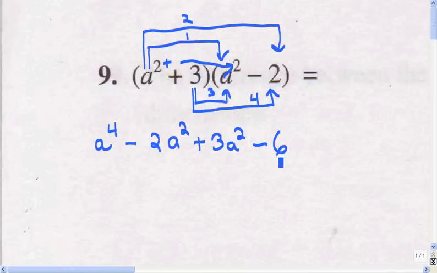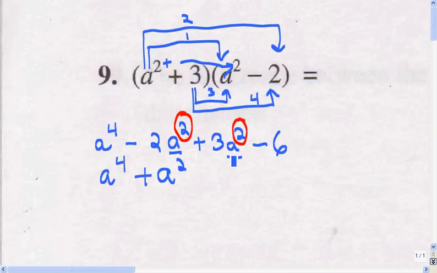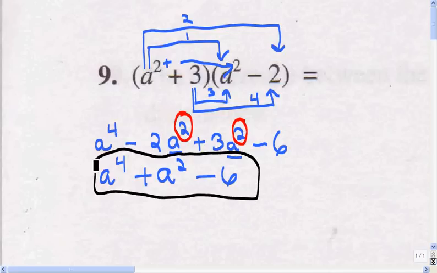Okay. Once I've multiplied everything, I've got to combine like terms. And since these two terms have the same variable and the same exponent, I can combine them. So I'm going to get a to the fourth, and a negative 2a squared and a positive 3a squared equals a positive a squared, because I subtract, and then I've got negative 6. I can't combine the a to the fourth with anything because there are no like terms with a to the fourth, and I can't combine the negative 6 with anything either. So my answer is a to the fourth plus a squared minus 6.